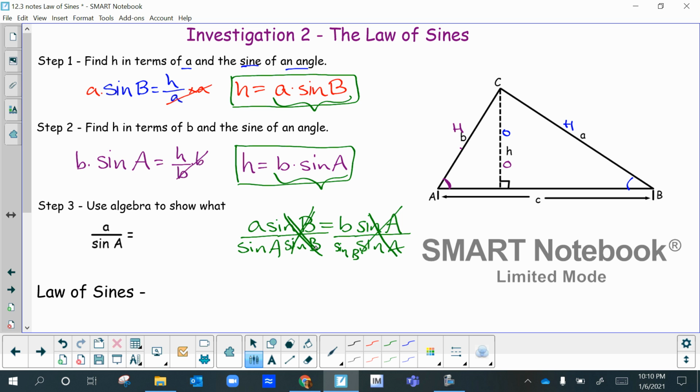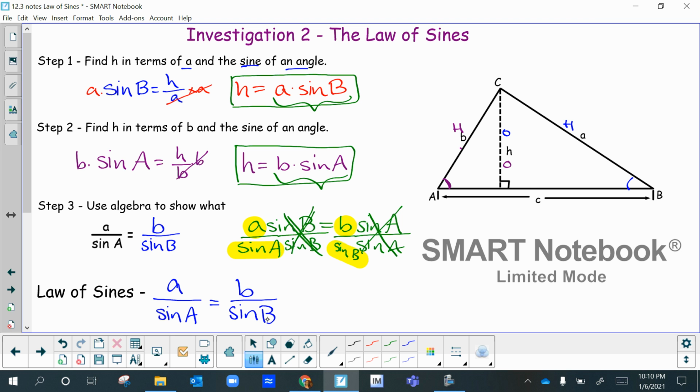So here it is. Let me get my highlighter. A over sine of A is equal to what? B over sine of B, because remember, those canceled out. So let's write that down over here on the left. What is A over sine of A equal to? It's equal to B over sine of B. Okay? So if A over sine of A is equal to B over sine of B, this is the law of sines. A over sine of A equals B over sine of B.